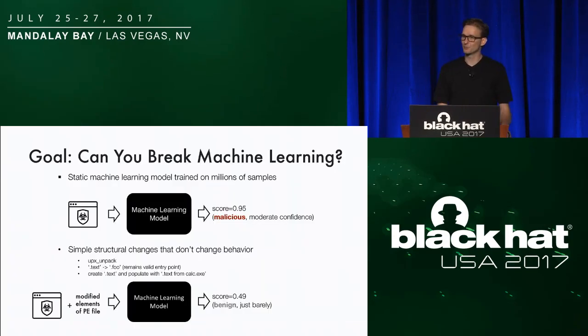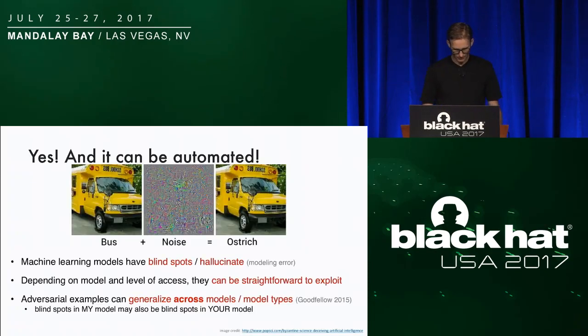So the question is, can you break machine learning? What we want to do is take a malware sample, and when we present it to our model, the model knows that it's malicious with high confidence, like 0.95 in this example. But we would love to find some kind of subtle mutations to this malware sample that don't break its format and don't break its function, but when modified and submitted back to the same machine learning model, it now thinks it's a benign sample. So can we evade machine learning? The answer actually is yes. And in fact, in many domains, it can be automated.